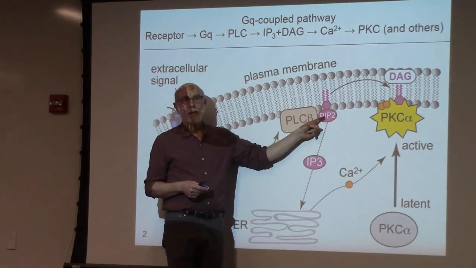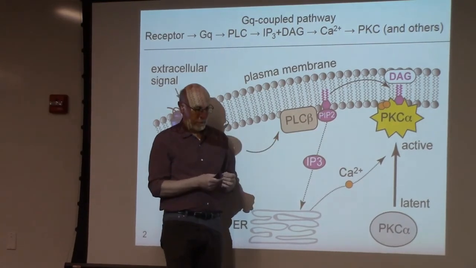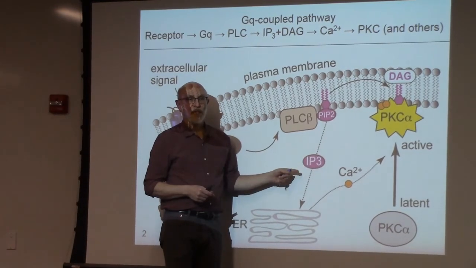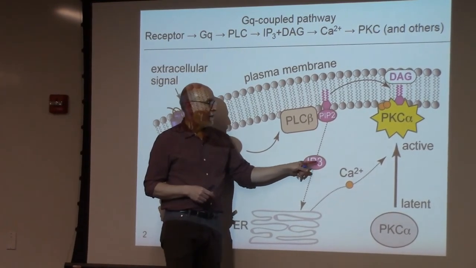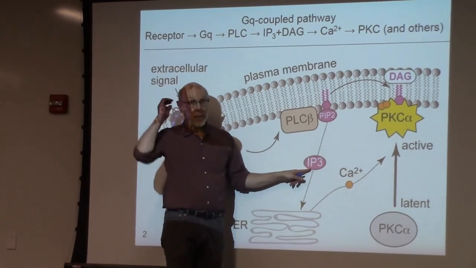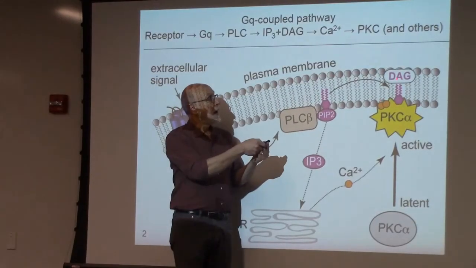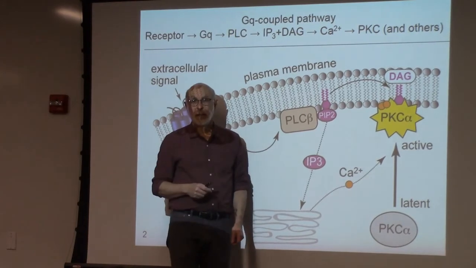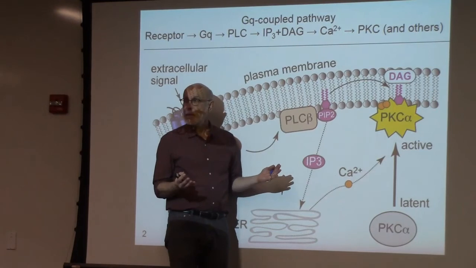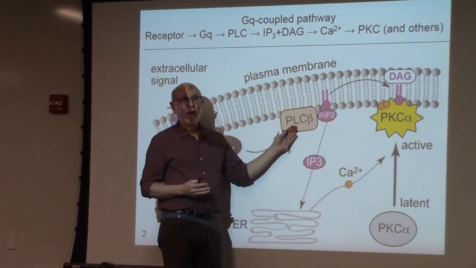Phospholipase C cuts PIP2 into IP3, which stands for inositol tris phosphate. IP3 is inositol tris phosphate, and diacylglycerol. Those are the products of the cutting of PIP2 by phospholipase.